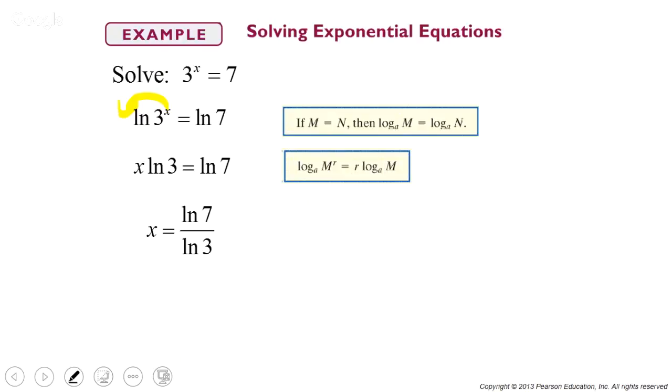There'll be times that I'm going to ask for the exact solution. Well, this is the exact solution. You can also put it in the calculator for an approximate solution. And MyMathLab will ask for both or either, so you just got to find out what MyMathLab is asking for. This is the exact solution, and here's the approximate solution. The decimal is the approximate solution, but the exact solution is ln of 7 over ln of 3.